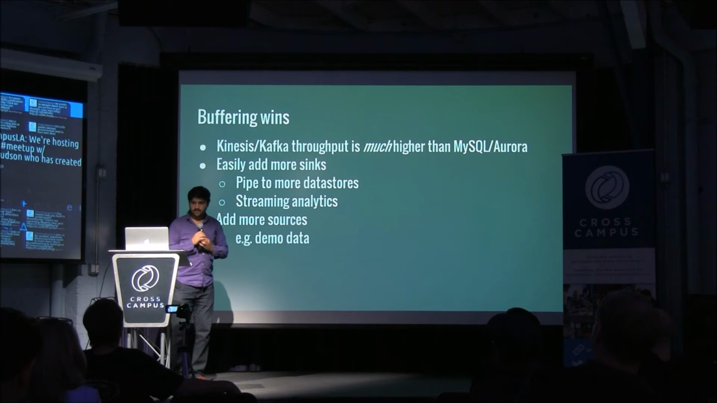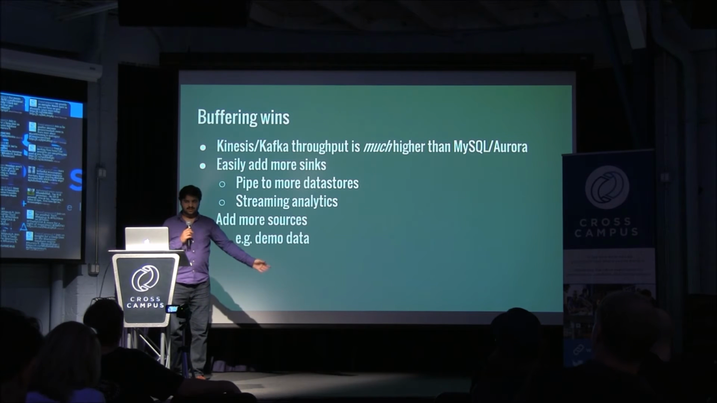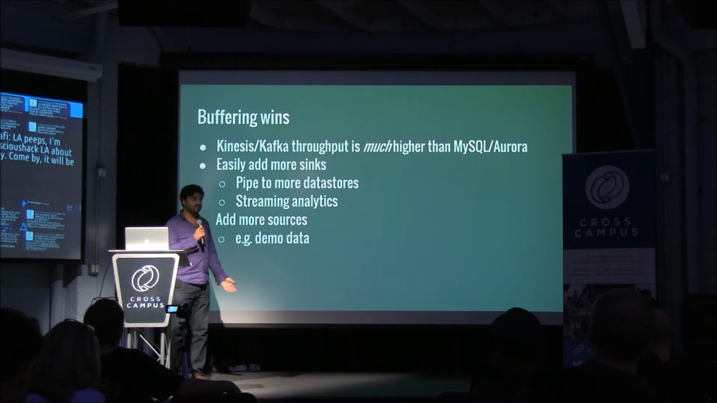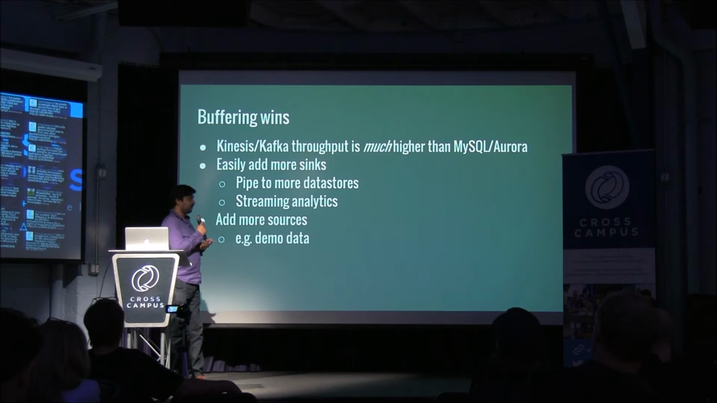The Kinesis and Kafka throughput is obviously naturally much, much higher than MySQL as well as Aurora, because it's not doing any application logic with it, it's just buffering the logs.